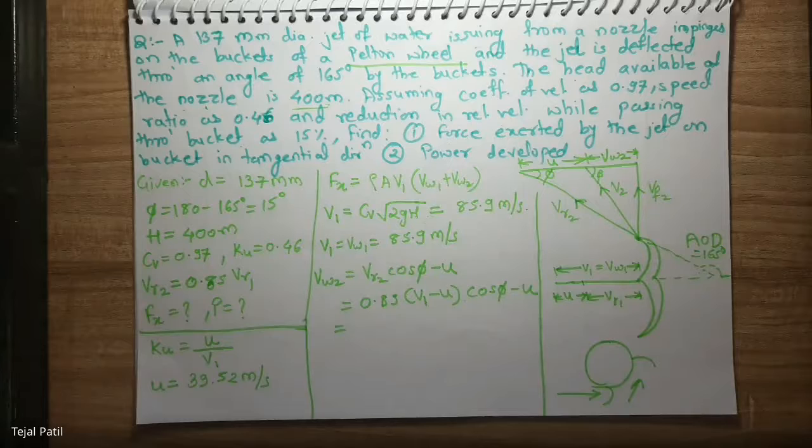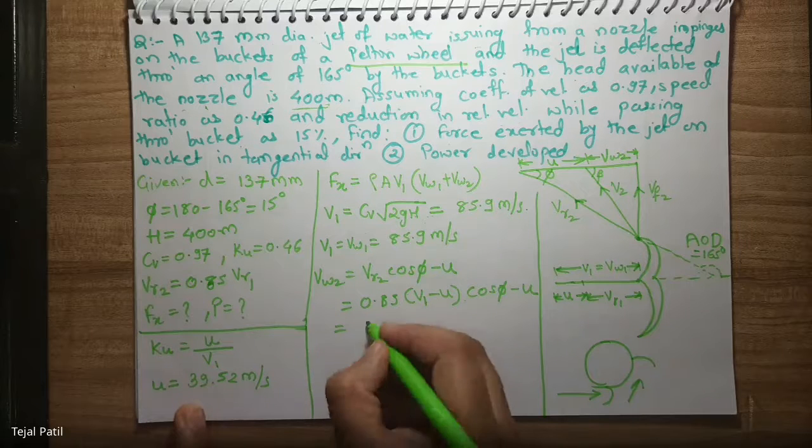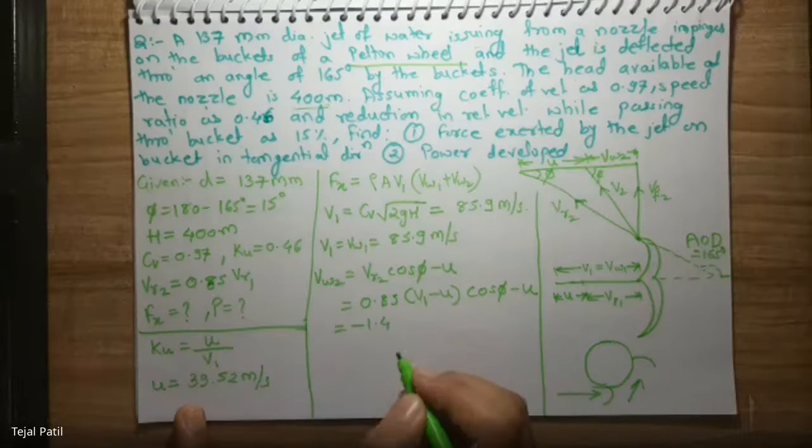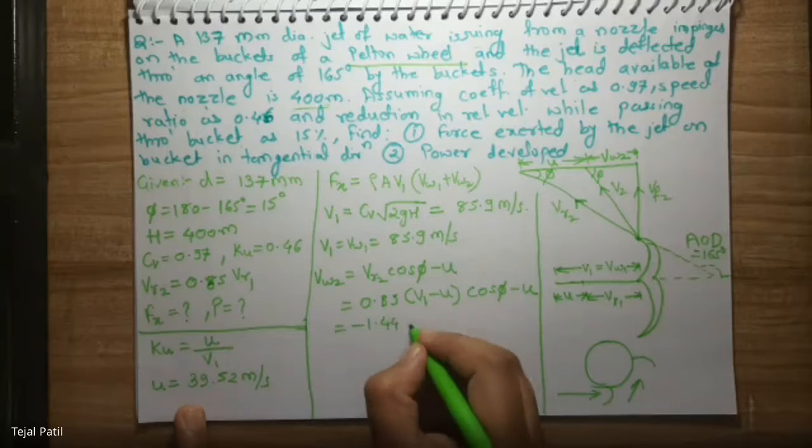Minus 1.41. Okay, minus 1.4. So VW2 here you got in a negative direction, right? Minus 1.44 meter per second.